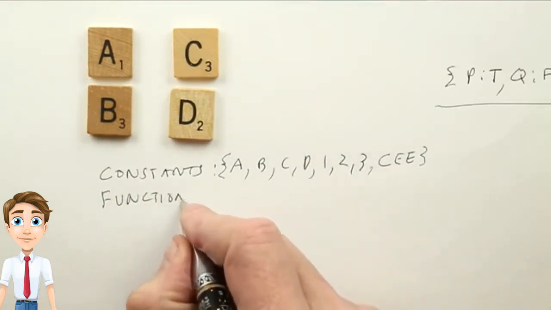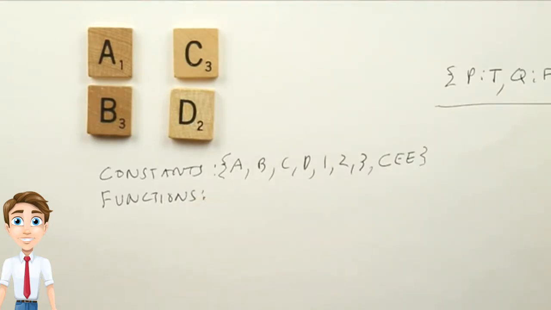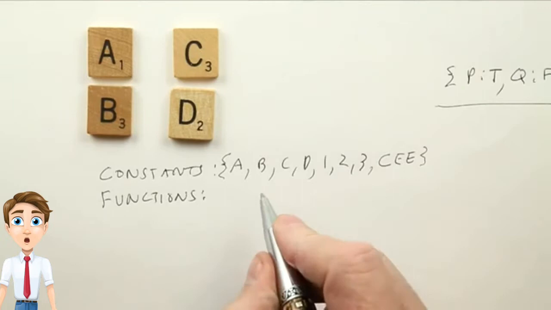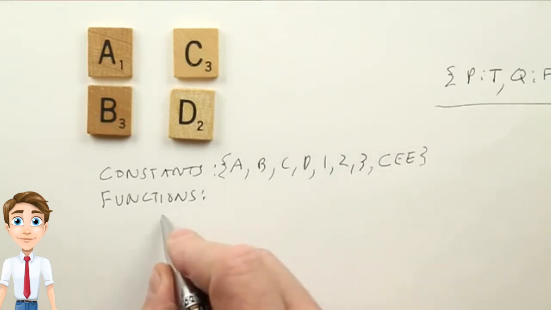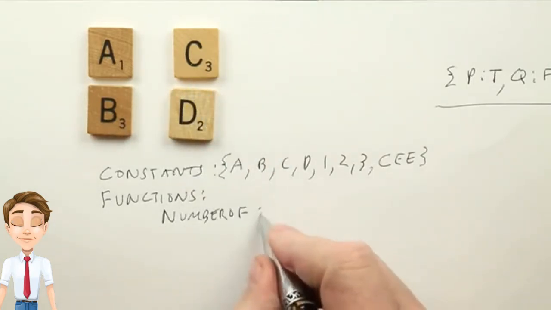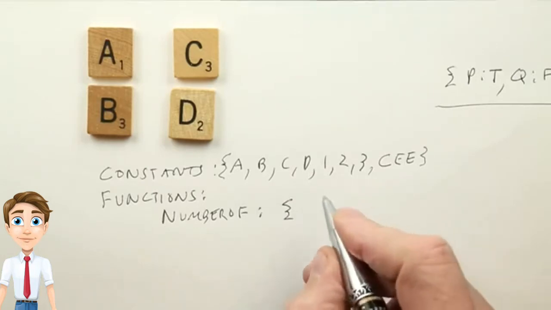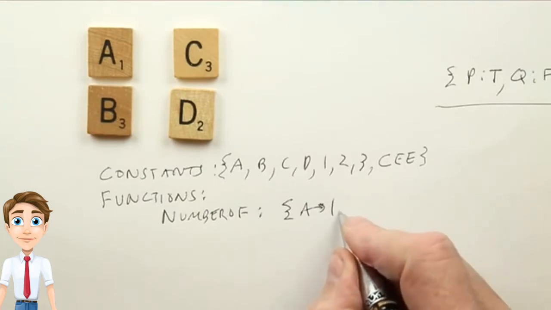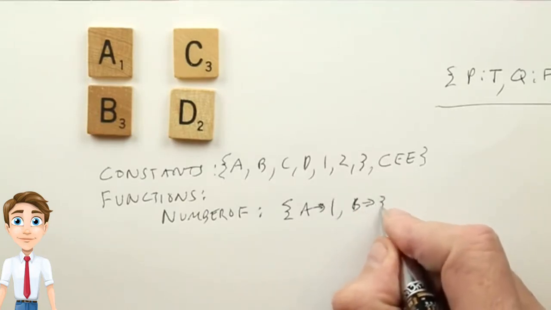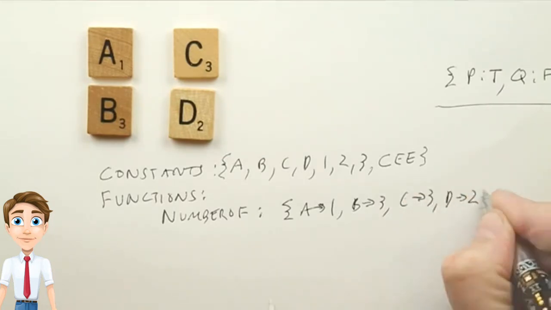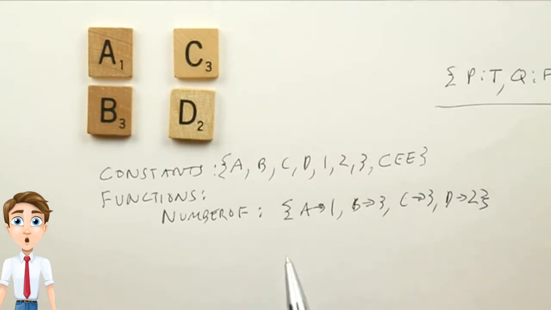But I've got a set of constants, and I also have a set of functions. And a function is defined as a mapping from objects to objects. And so, for example, I might have the number of function that maps from a tile to the number on that tile. And that function then would be defined by the mapping from A to 1, and B to 3, and C to 3, and D to 2. And I could have other functions as well.